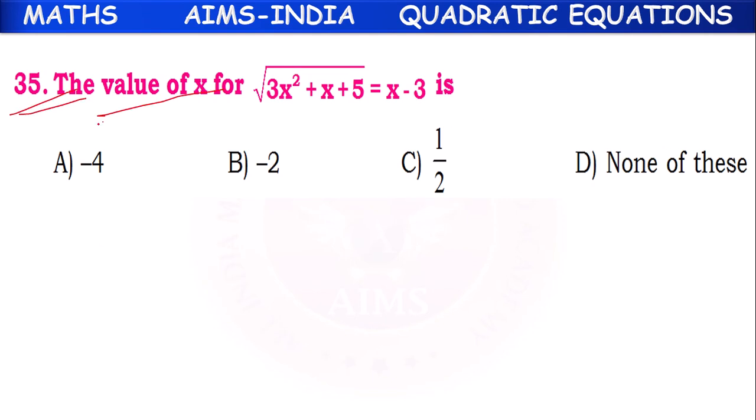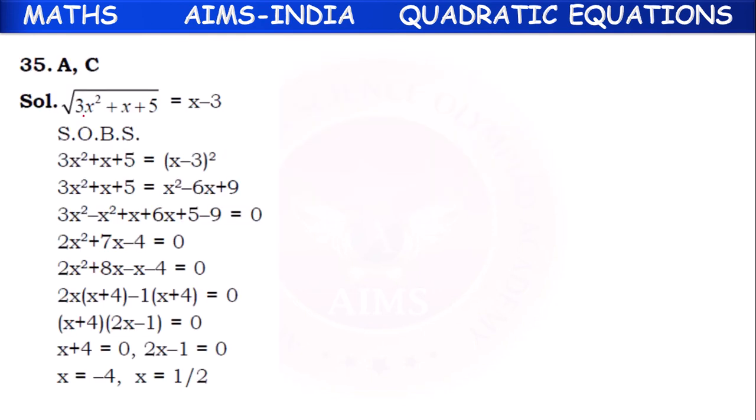Next, 35th question, children. The value of x for root of 3x square plus x plus 5 equal to x minus 3 is how much? So we have this equation. On squaring both sides, on the left hand side the square root will get cancelled, and on the right hand side the square will come. Let us expand the right hand side. It is in the form of a minus b whole square, a square minus 2ab plus b square. x square will go to this side, minus x square. Minus x on the left hand side plus 6x. Plus 9 on the left hand side minus 9.